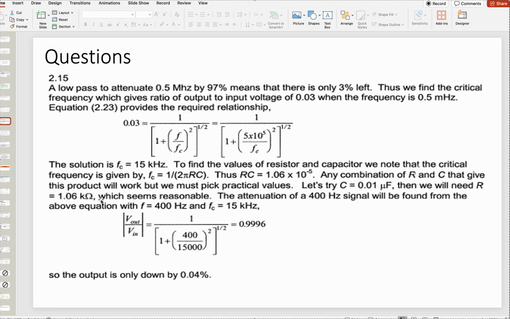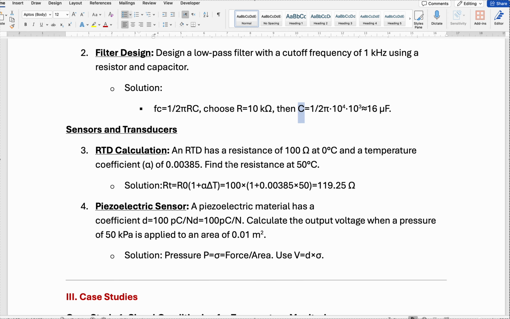Now if someone asks me another question, if I have a 400 hertz, which is a low frequency, when I substitute 400 hertz, I would expect this 400 hertz would pass totally, because this is a low pass filter. It passes 400, but it will not pass 0.5 megahertz. So when I substitute 400, we find the answer is like 99.96%, which is really good. So these are the type of questions that you would expect and the problems for the pass filters.